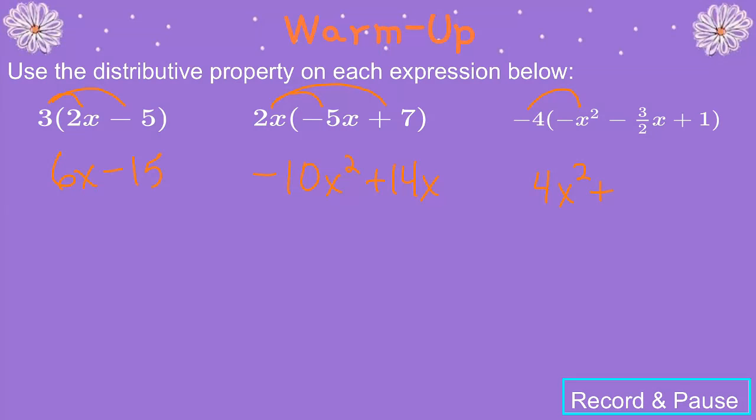4 times 3 in the numerator, that's 12 over 2x. And negative 4 times positive 1 is negative 4. So I'm going to rewrite that because this 12 over 2 can be rewritten as 6, because 12 divided by 2 is 6, x minus 4. And that is the warm-up for today. Are there any questions on that?